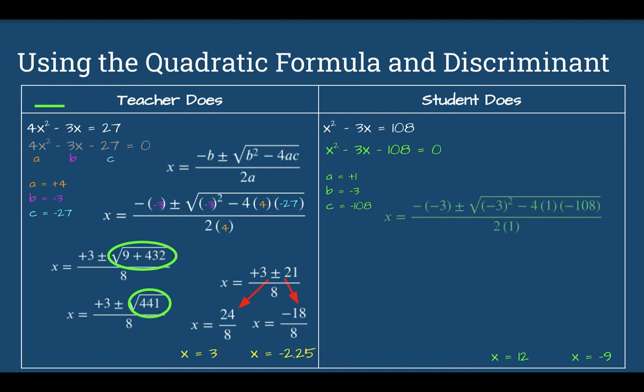Plugging those numbers in. Simplifying, again out front, there's that negative, so positive 3. Inside we have 9 plus 432. This one just happens to be the same inside as our example. The bottom though, divided by 2. So 3 plus or minus the square root of 441 over 2. 3 plus or minus 21 over 2. So if you add them, you get 24. Then divide by 2, you get your 12. If you subtract 3 minus 21, you get negative 18. And then divide that by 2, you get negative 9.